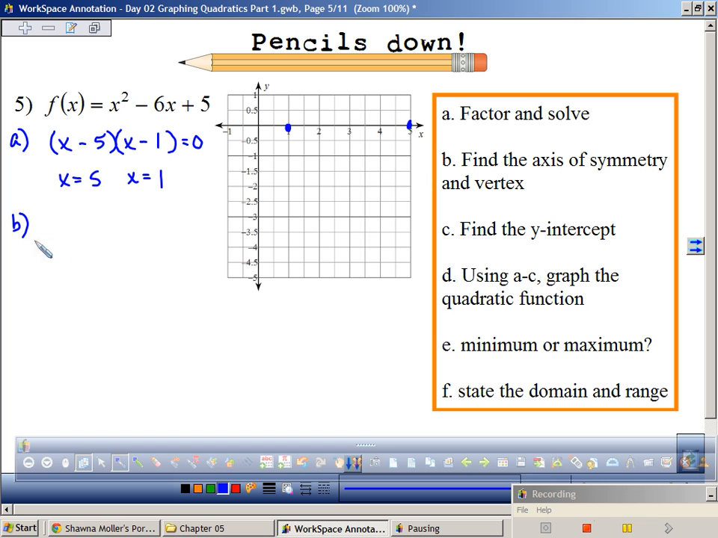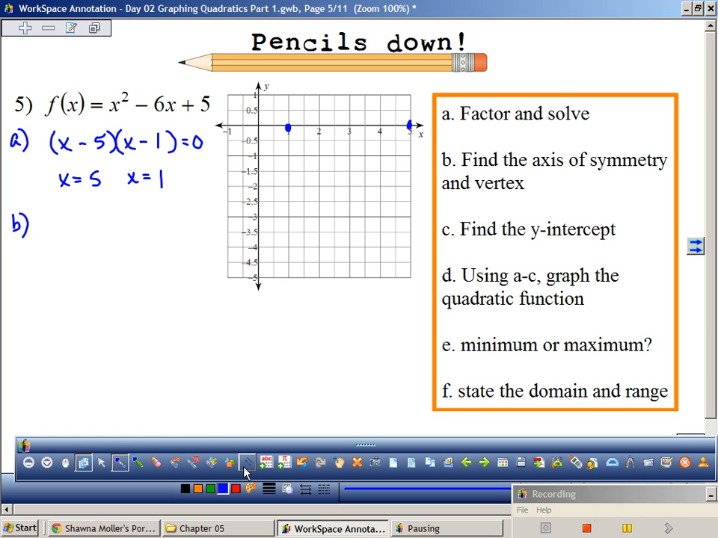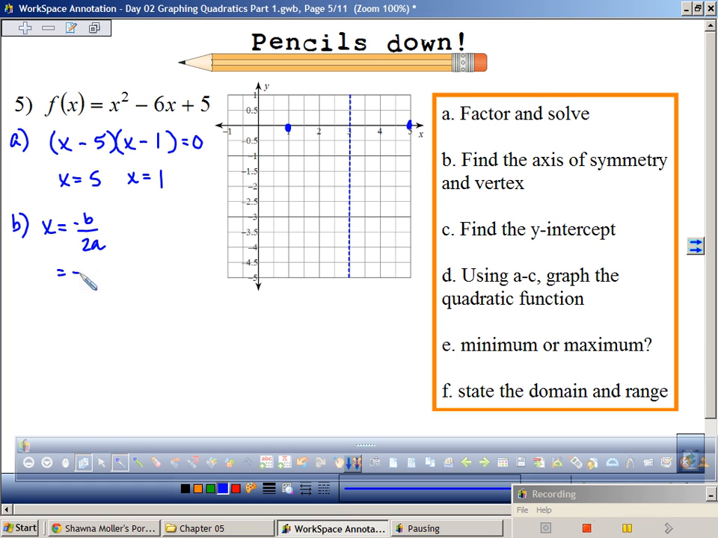B, find the vertex and the axis of symmetry. I can already see my axis of symmetry should be at 3. So let's just make sure. x equals negative b over 2a. B is negative 6. Here's my a, here's my b, here's my c. So negative b is negative negative 6 over 2 times 1, which is 3. So I'm correct.